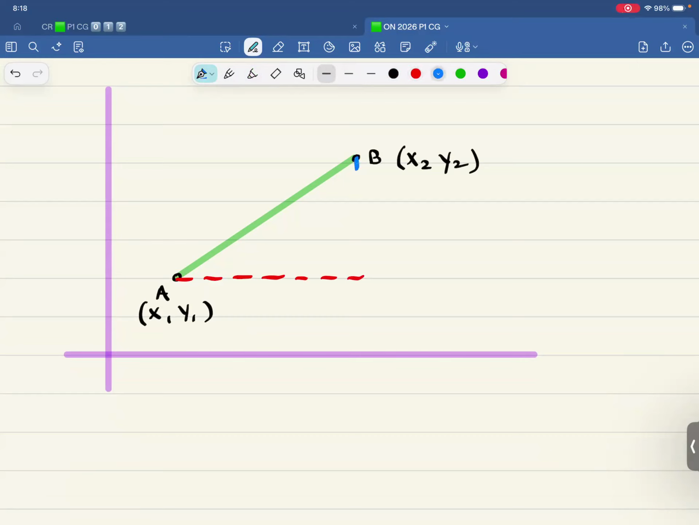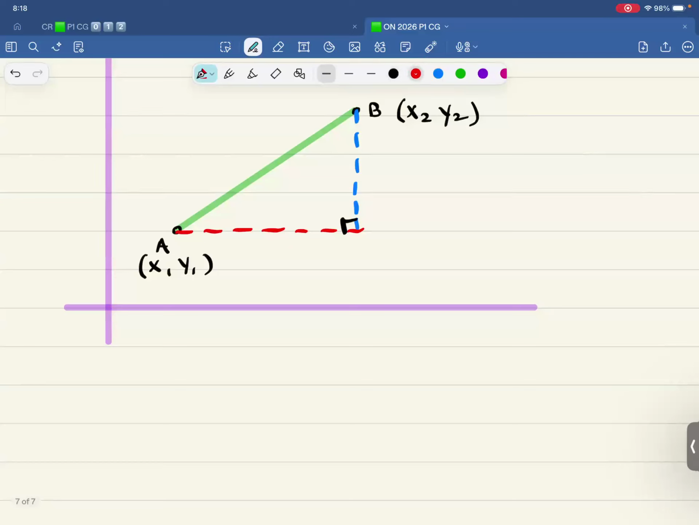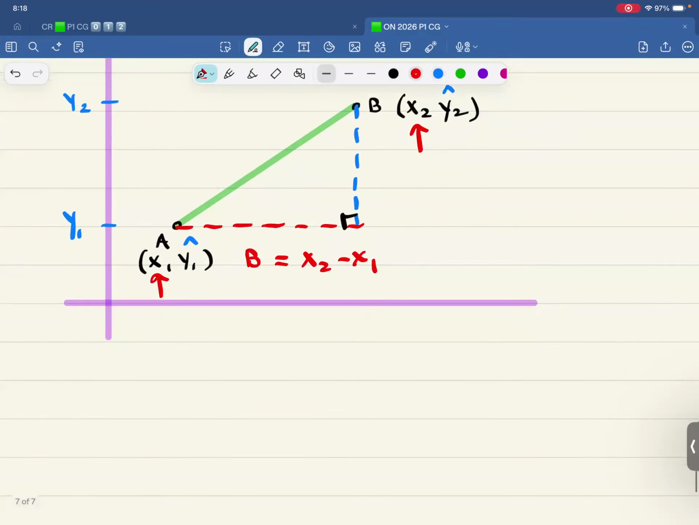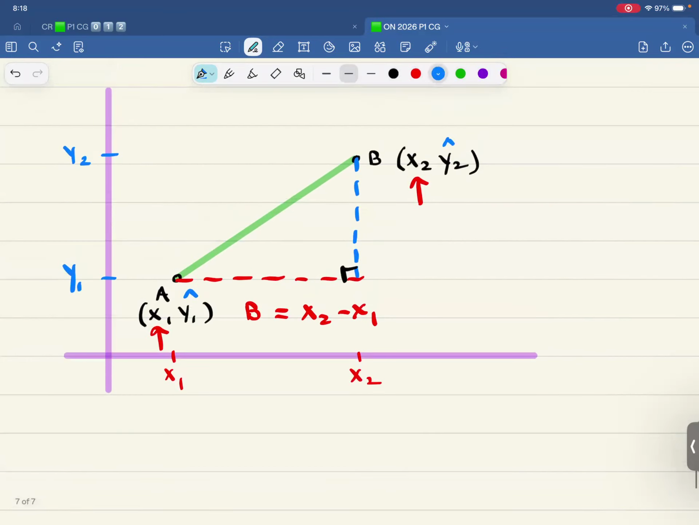And let's talk about this way. So now if this is a right angle triangle, the x coordinate is x1, the x coordinate is x2, therefore the base is x2 minus x1. The height is the difference between y2 and y1. So this is y2, this is y1. Similarly, this is x1, this is x2. So therefore, the height is y2 minus y1.